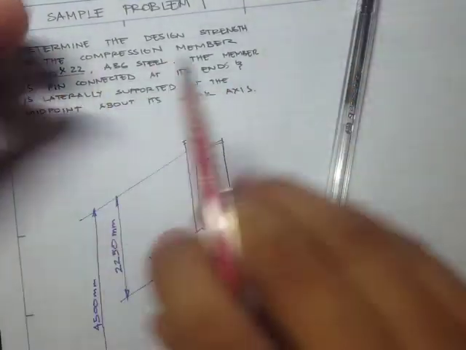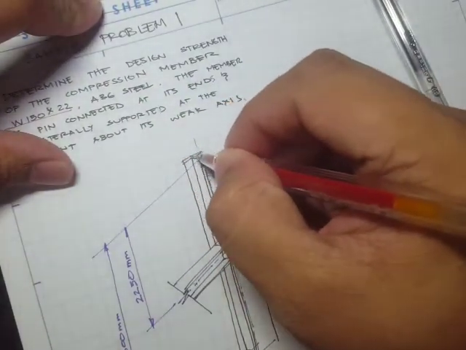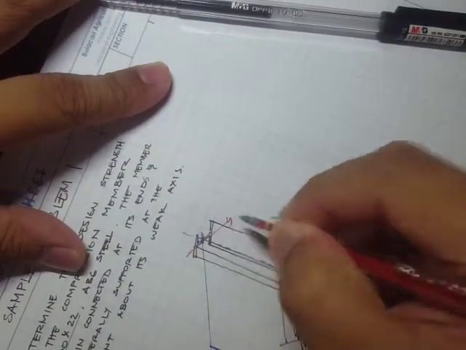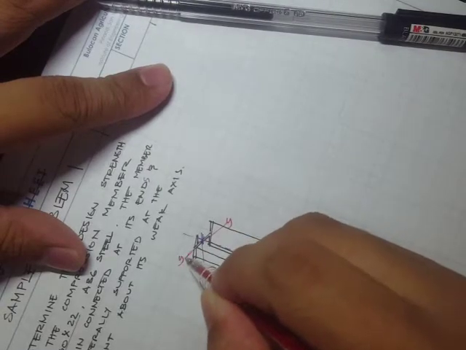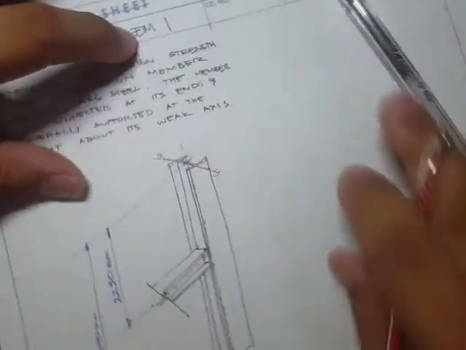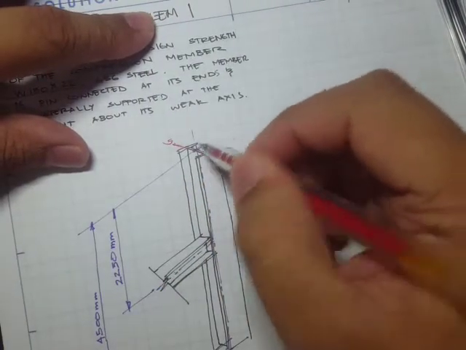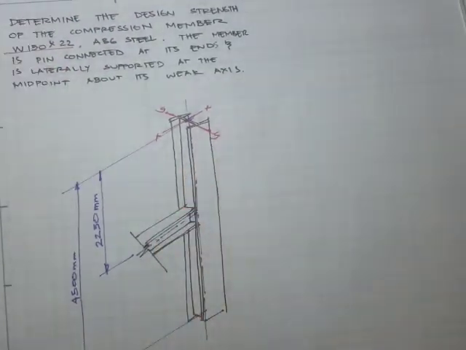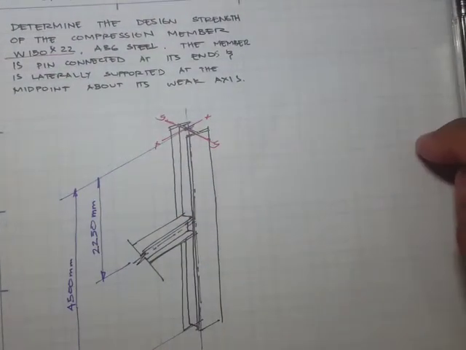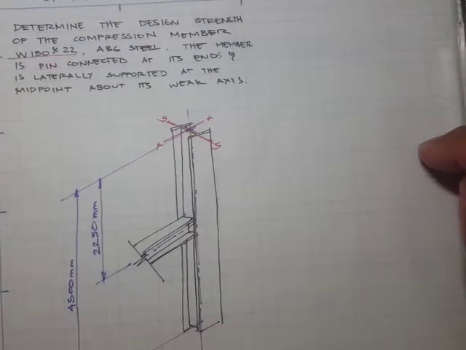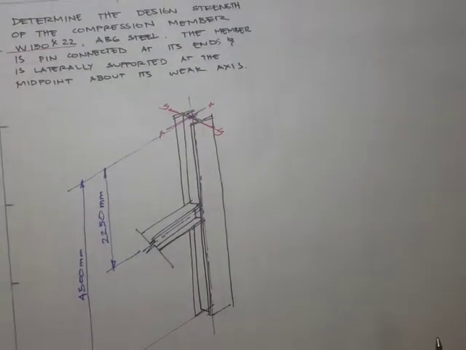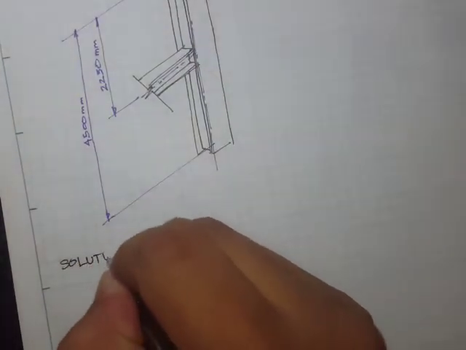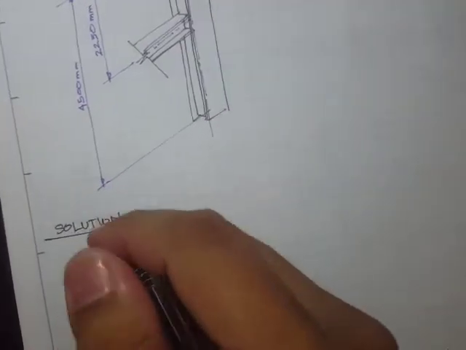If there's a weak axis, it's going to be the bending along this axis, along this line. So that's our weak axis, y, and this will be our strong axis, x. This is just an analysis problem, and the first step is to obtain the necessary information. So let's write our solution.